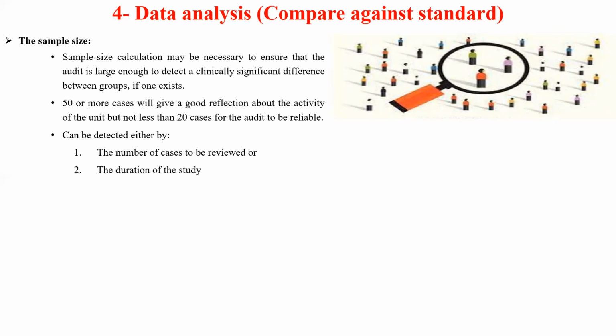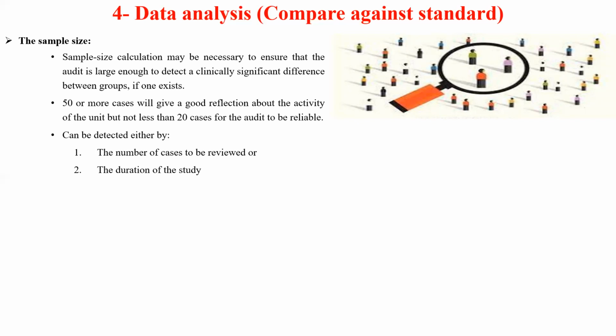So, as a general rule, again, 50 or more cases will give a good reflection about the activity of the unit. At least 20 cases for the audit to be reliable. So again, the least number is 20, 50 or more will give a good reflection, but not less than 20.